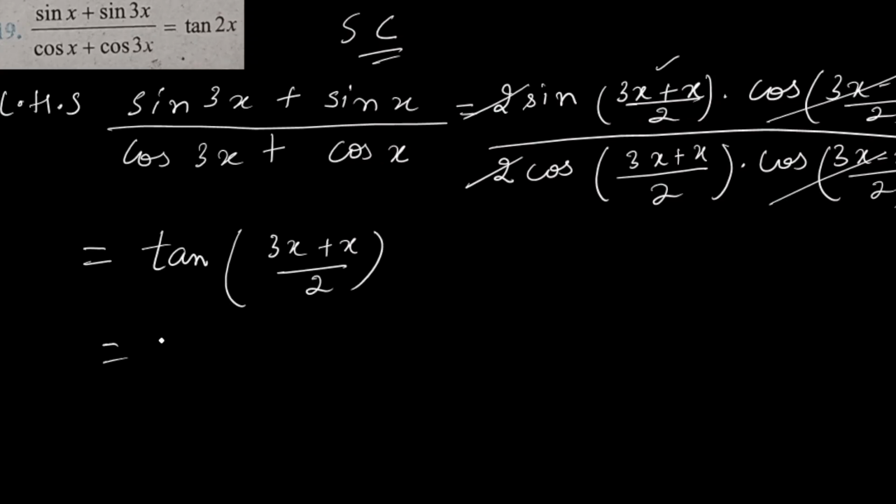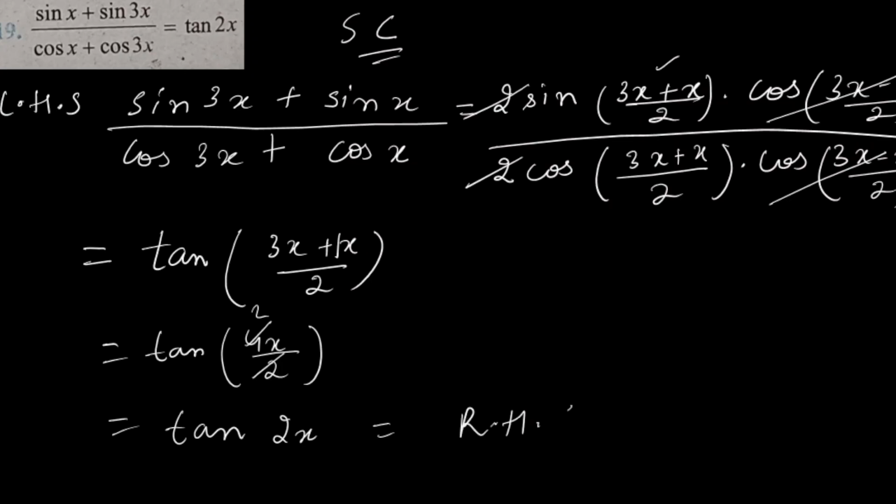So tan of 3x plus x by 2. The 3x plus x we can further simplify. X means 1x, so 3x plus 1x is 4x. 4x by 2, we can do cancellation here. So we'll get tan 2x. But tan 2x is equal to the right hand side also. So we can see this is also proved. Only those 4 formulas we are using here.